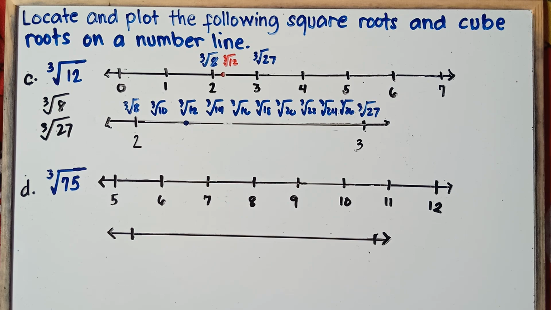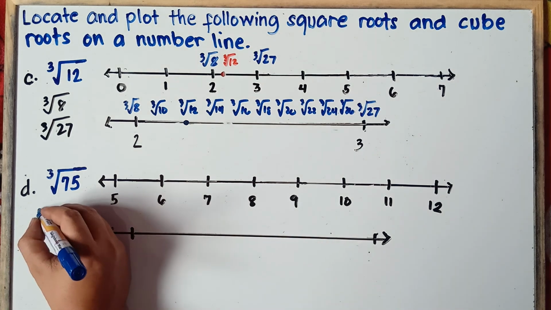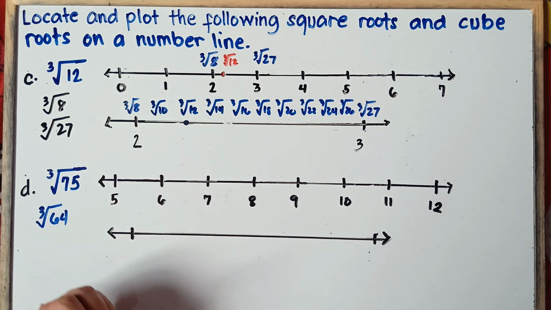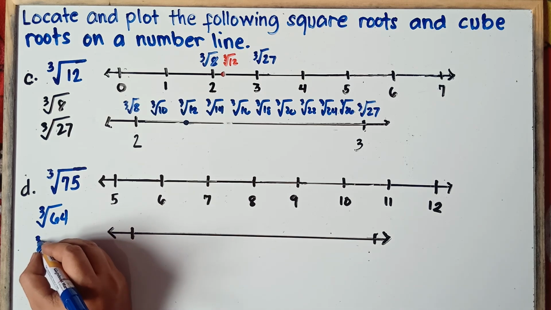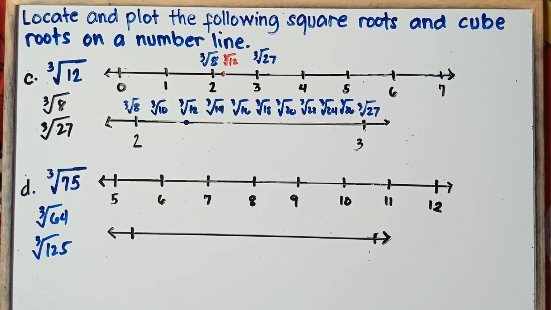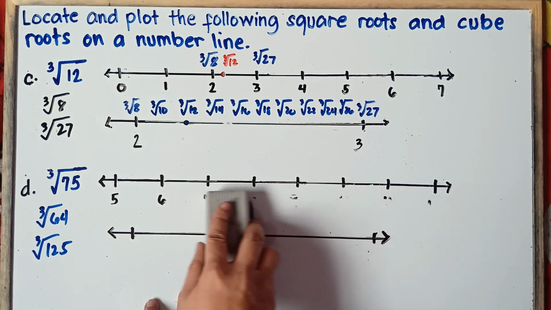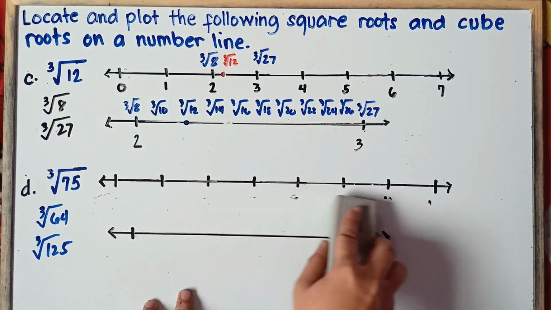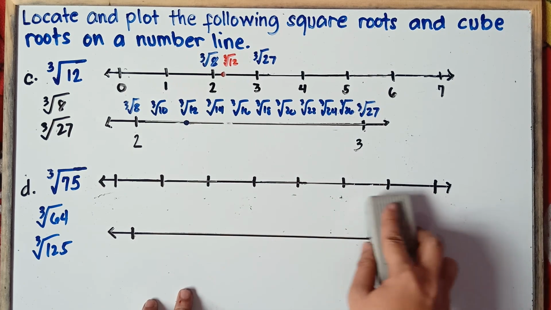So let's try letter D, cube root of 75. What would be those perfect cubes, class, near to 75? That's correct. That would be cube root of 64 and then cube root of 125, which should be 4 and then 5. So our number line, class, should be 4 and 5, because the cube root of 64 is 4.